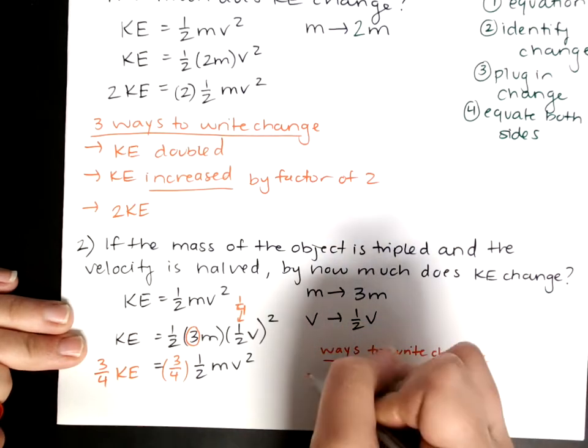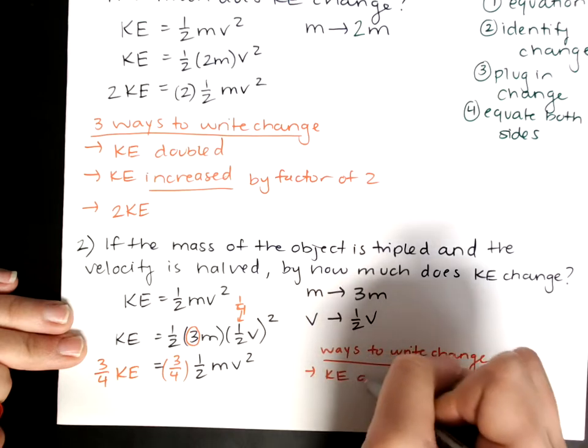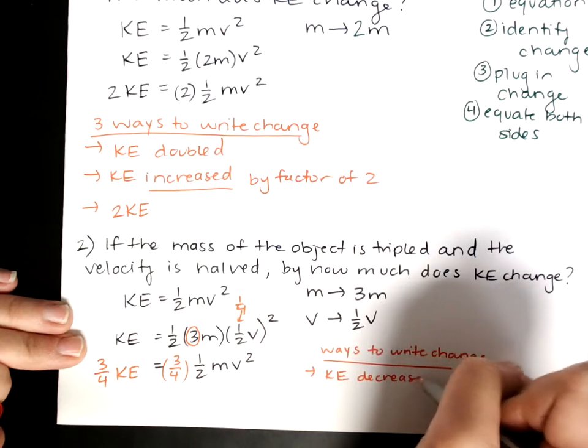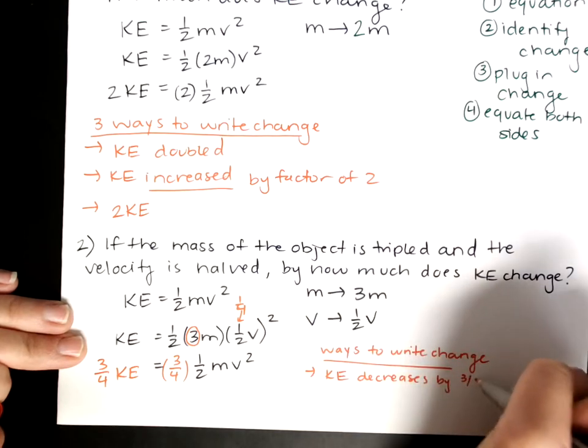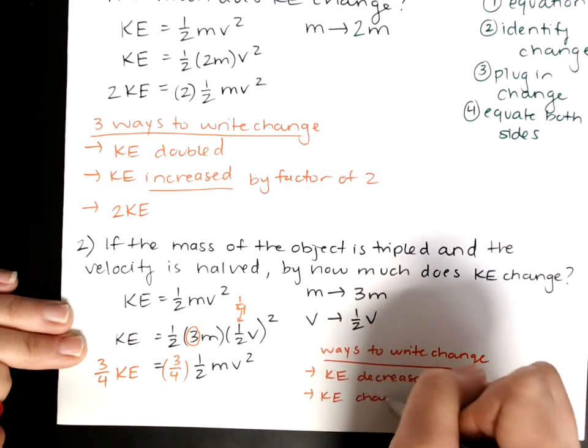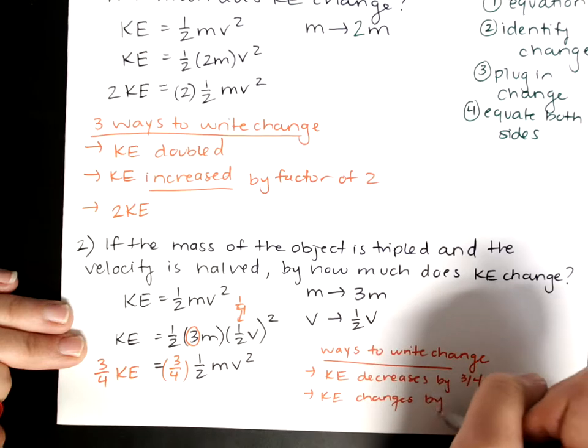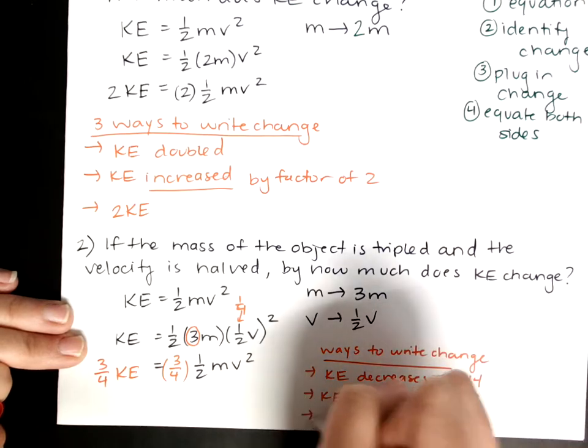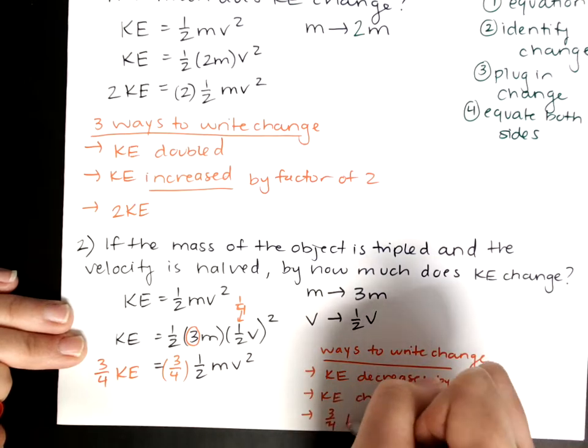Are like this. KE decreases by 3/4. KE changes by 3/4, or you can write 3/4 KE.